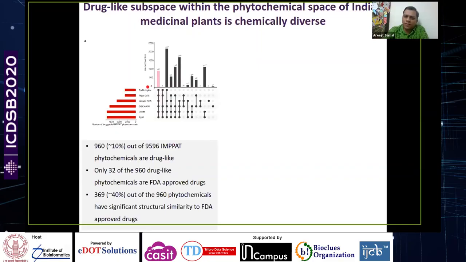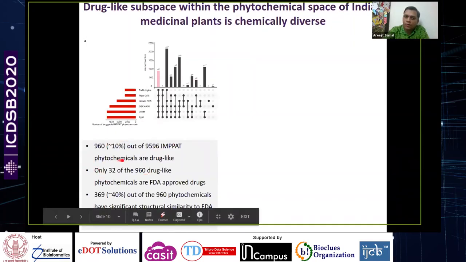So we used 6 different filters. Some of them are used even by pharma companies. And I asked, which are the molecules which pass all the filters that we have evaluated? So we found a set of 960 phytochemicals, which is roughly 10% of the phytochemicals in our database, to be potentially drug-like. What is interesting is that only 32 of these 960 are already FDA approved drugs.